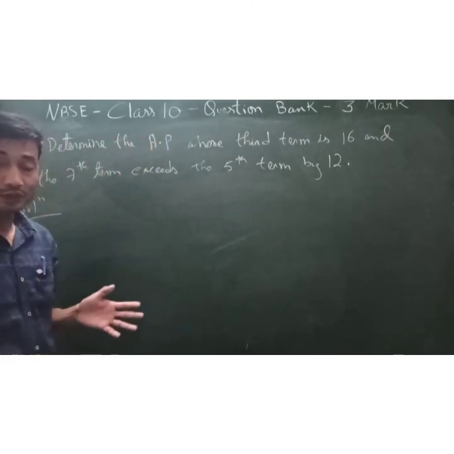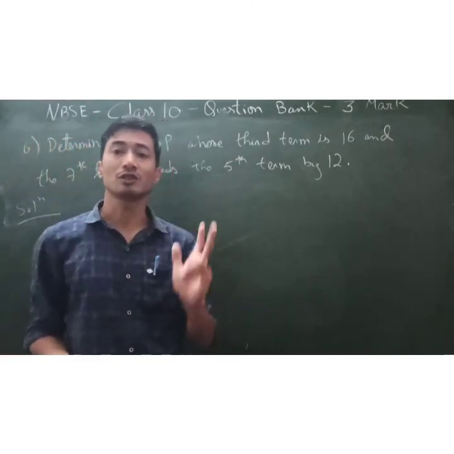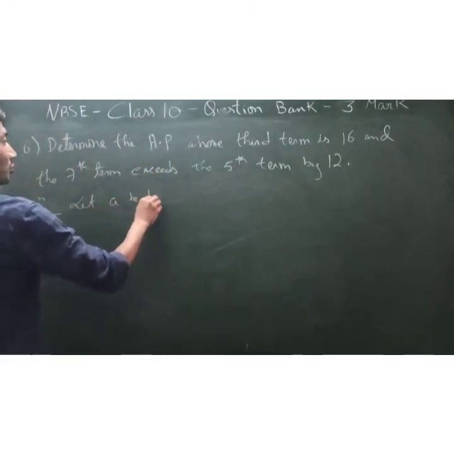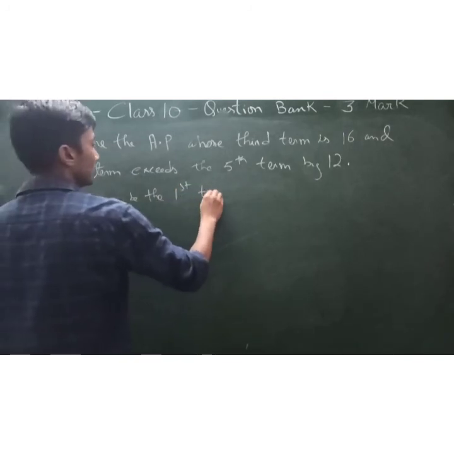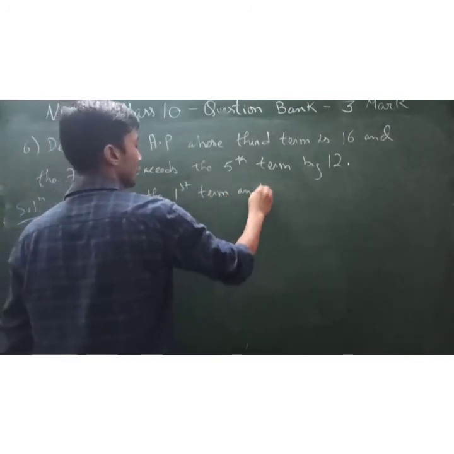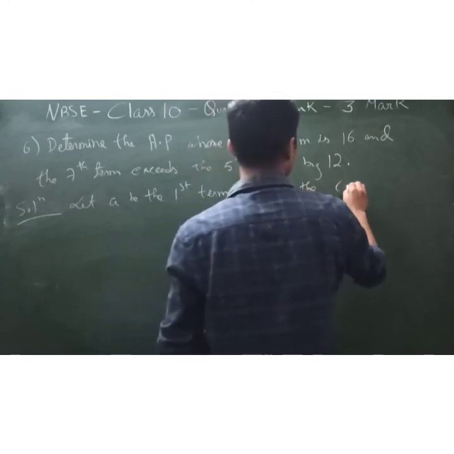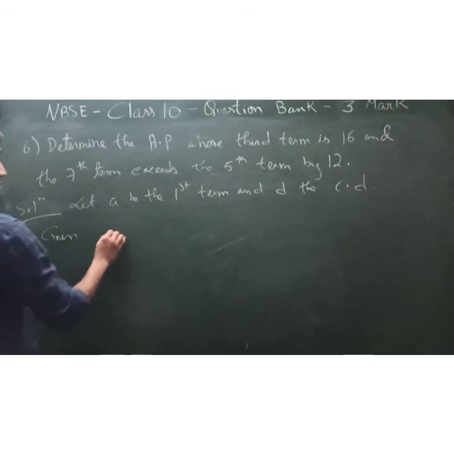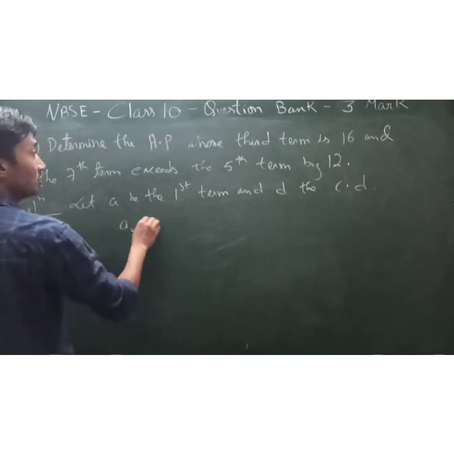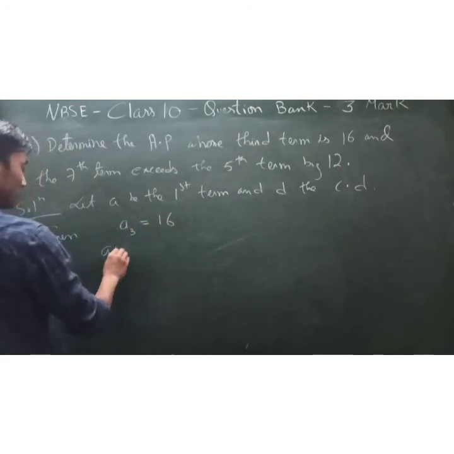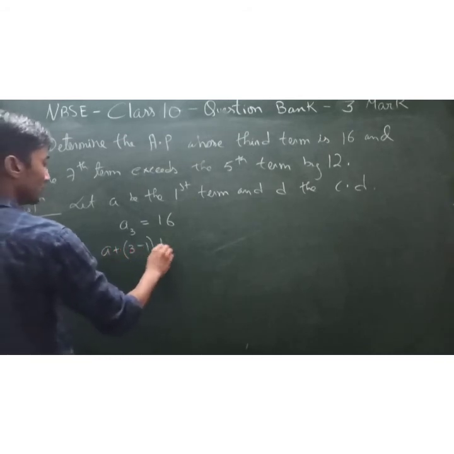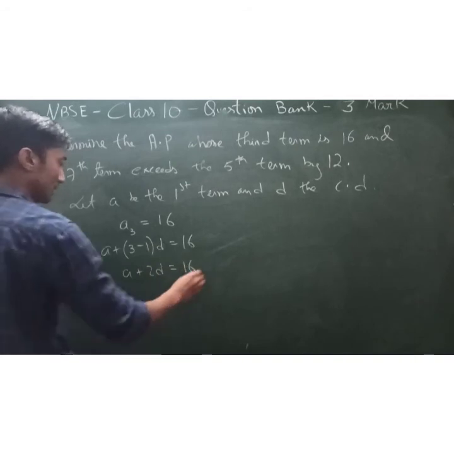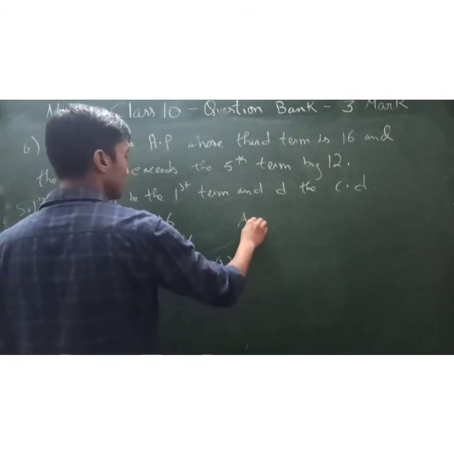To find out the arithmetic progression, what do we need? We need the first term and we need the common difference. Let A be the first term and D the common difference. Given third term is 16, so the third term can be written using the general term equal to 16, so A plus 2D is equal to 16. That's equation 1.